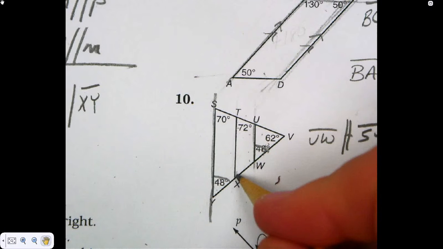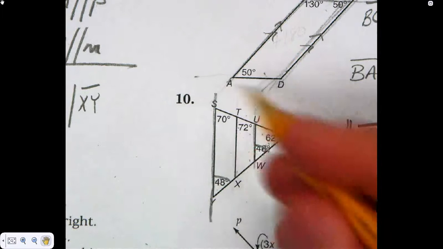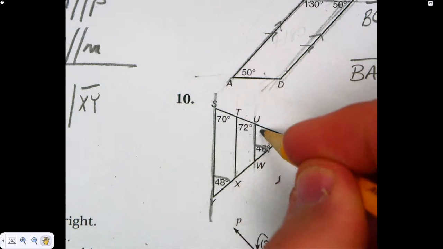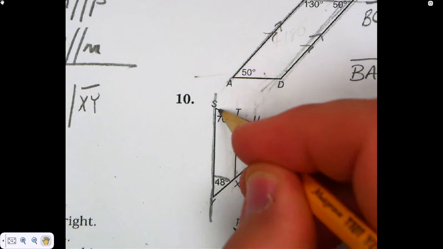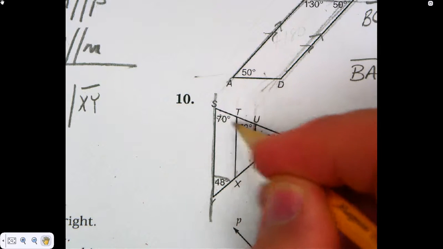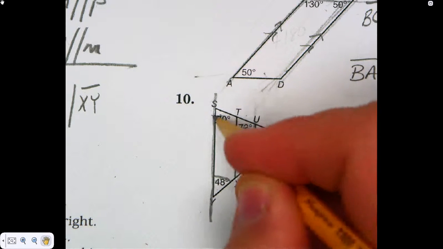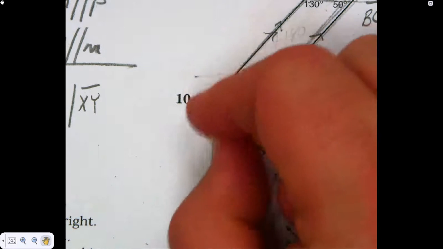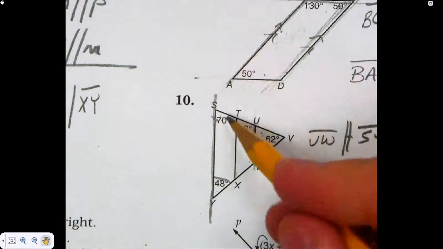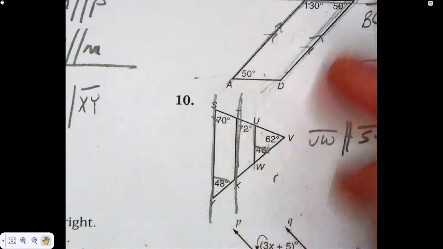Yeah, that doesn't really help me though. If this is 70, this would have to be 70. Look here. Is there any way these two are parallel? Why? I'm talking about these two right here. Is there a chance those two are parallel?